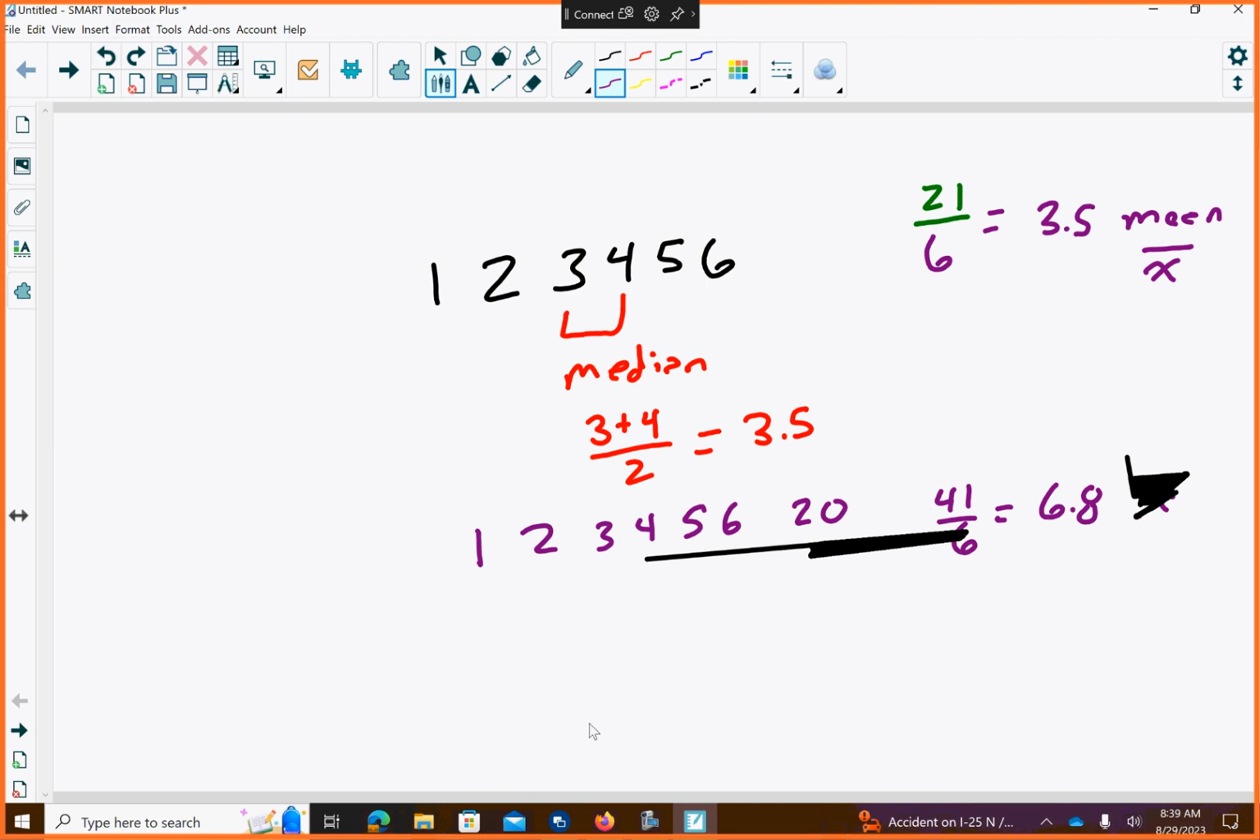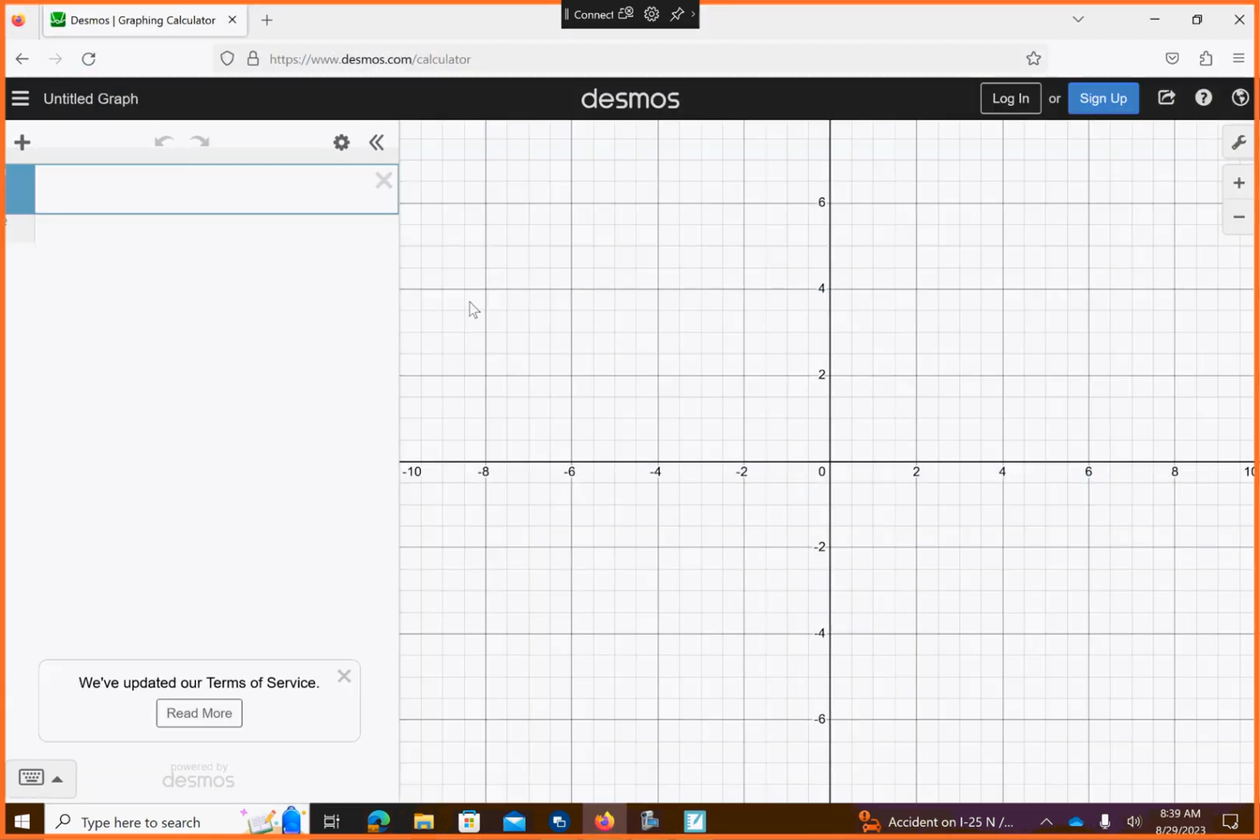Let's jump on Desmos. Accident on I-25 North. Good. Okay. Hope everybody's okay.